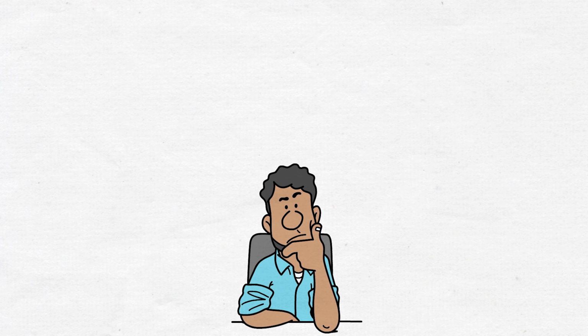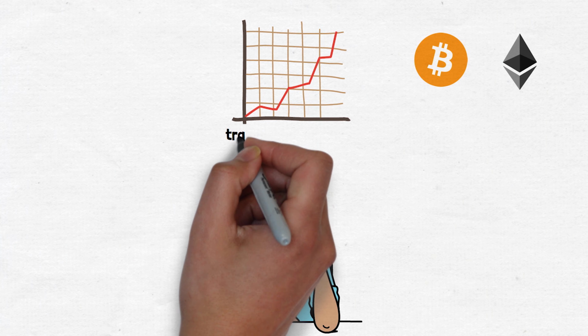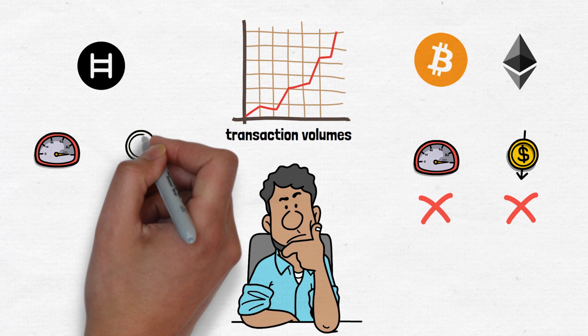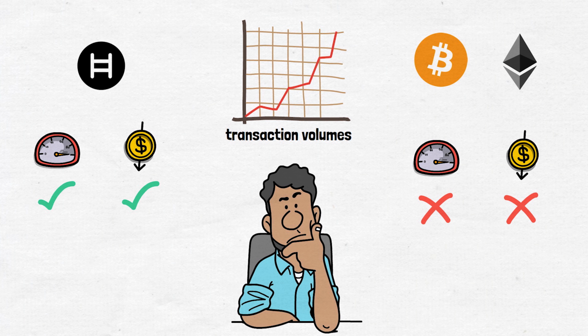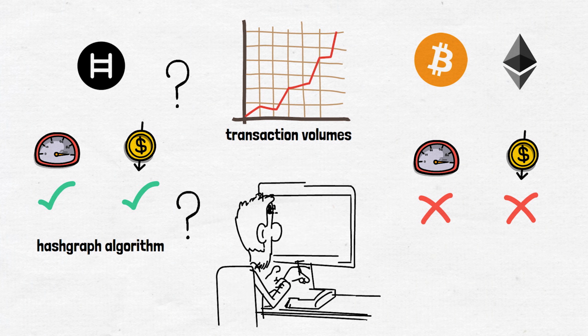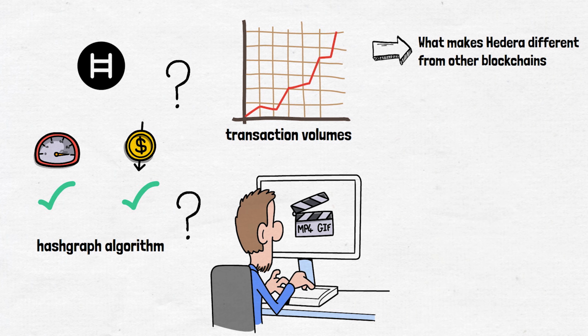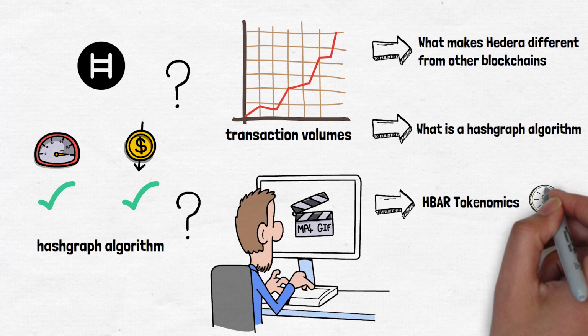Have you ever thought why so many blockchains cannot handle high transaction volumes quickly and cheaply? Hedera aims to solve this by offering fast transactions and low fees using something that is called a Hashgraph algorithm. But how does it do this? And what is a Hashgraph algorithm? After watching this, you will know what makes Hedera different from other blockchains, what a Hashgraph algorithm is, and what the tokenomics of the HBAR token are.